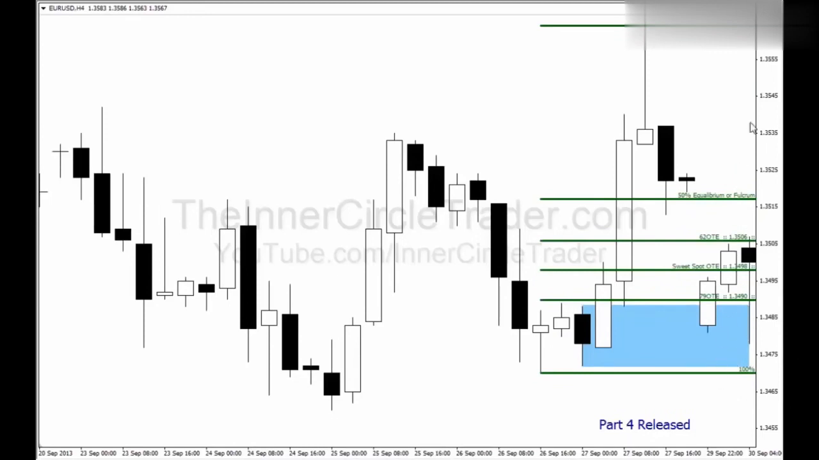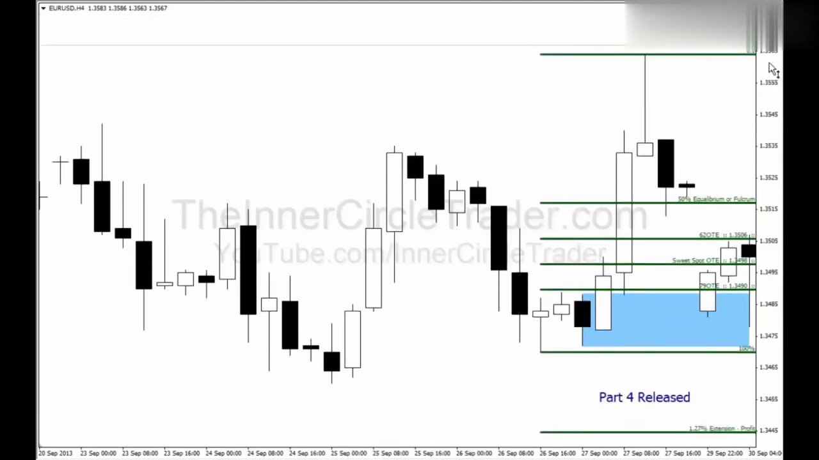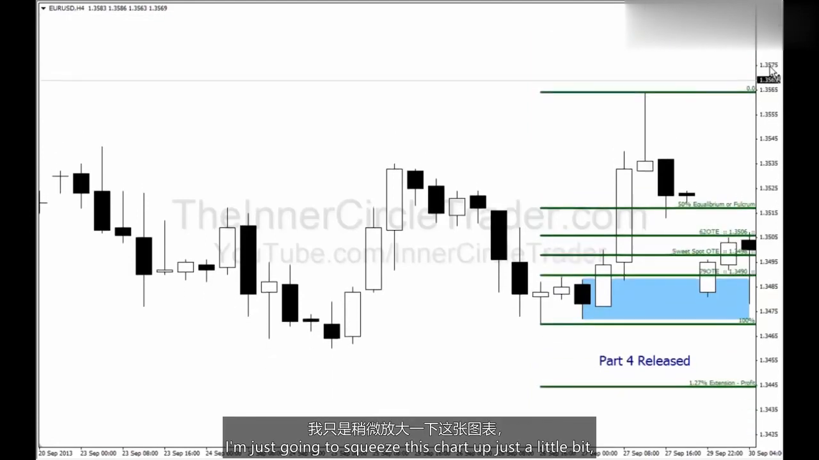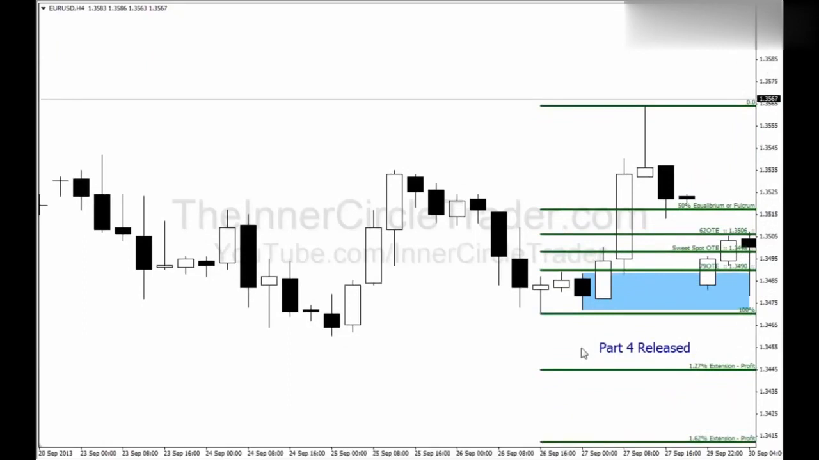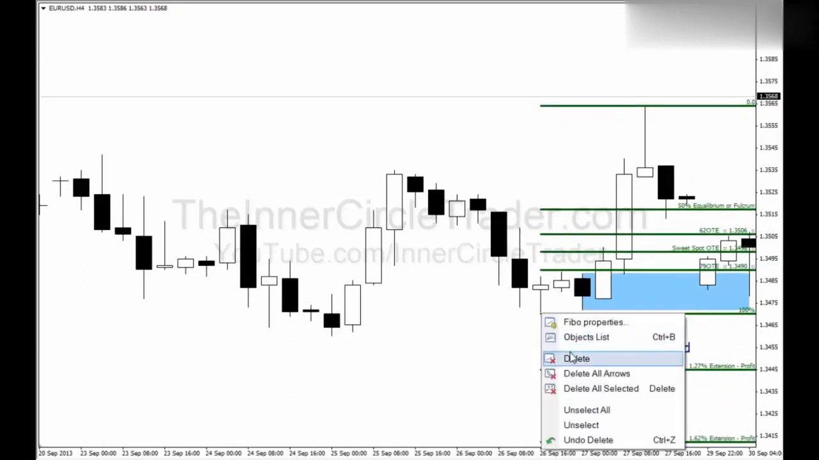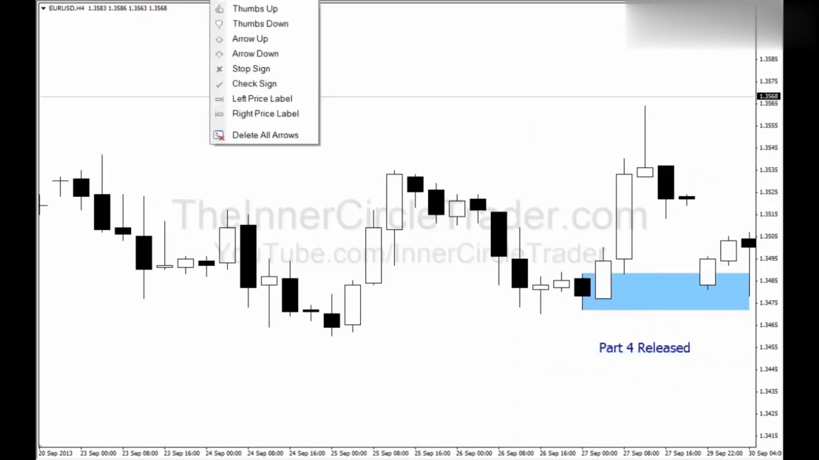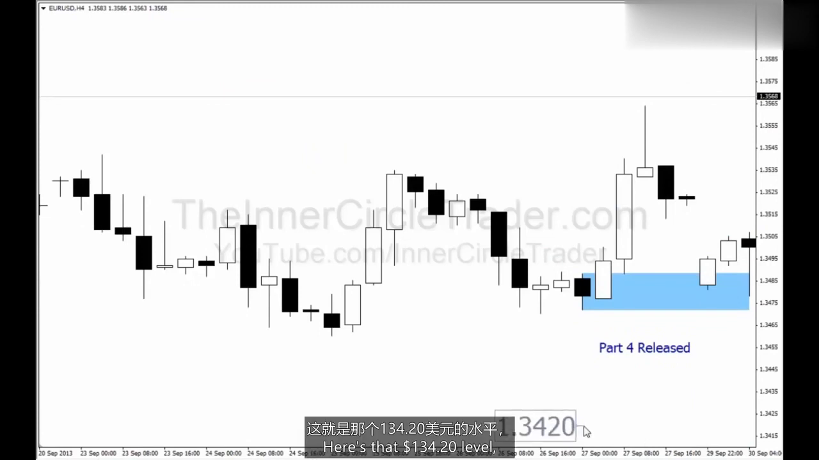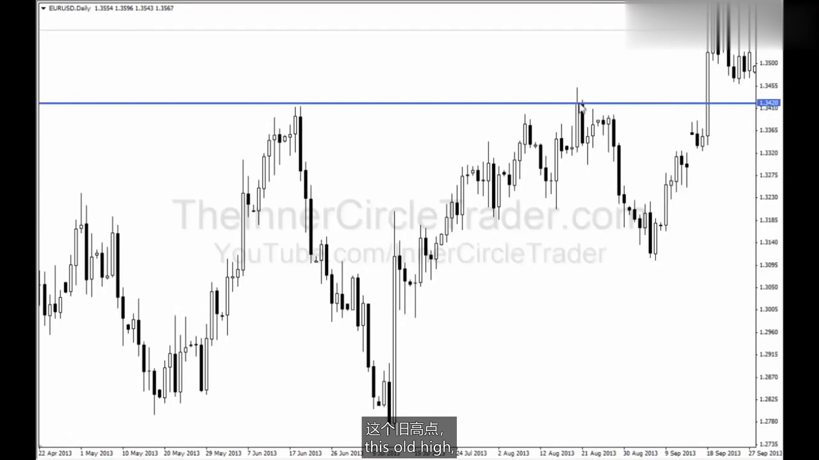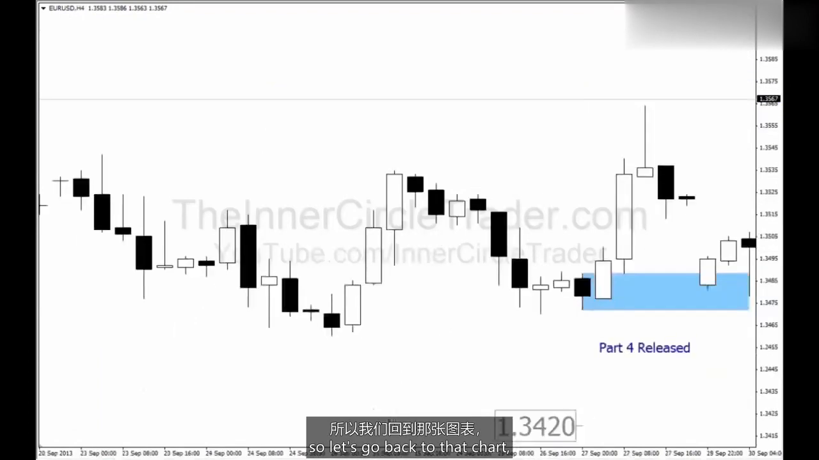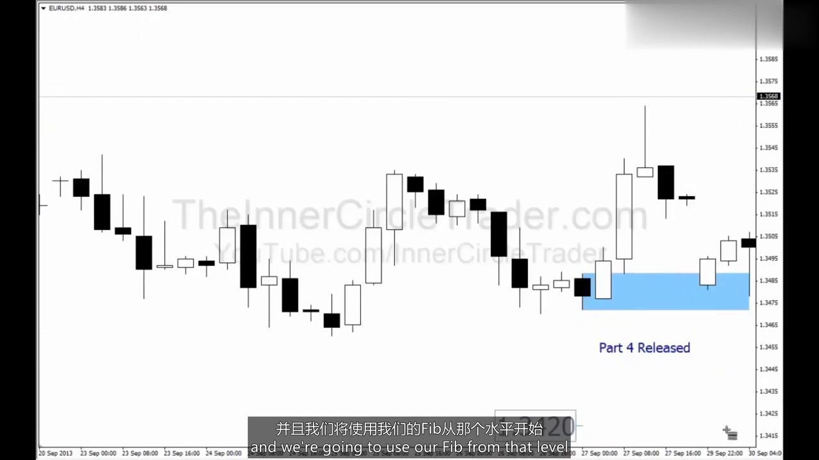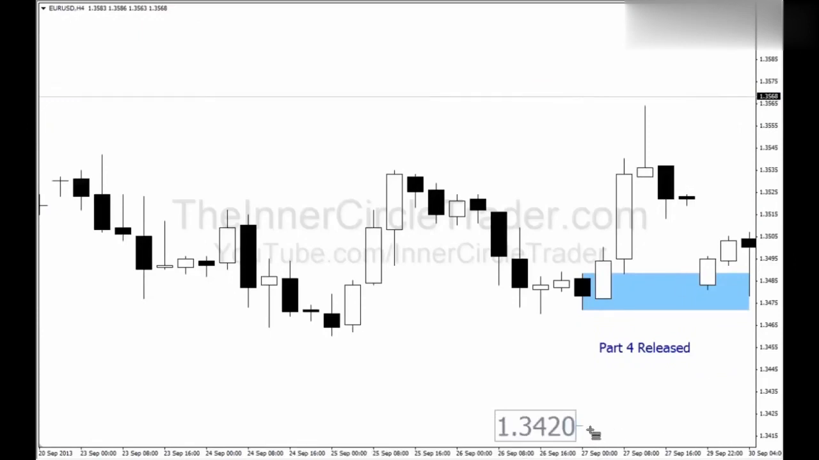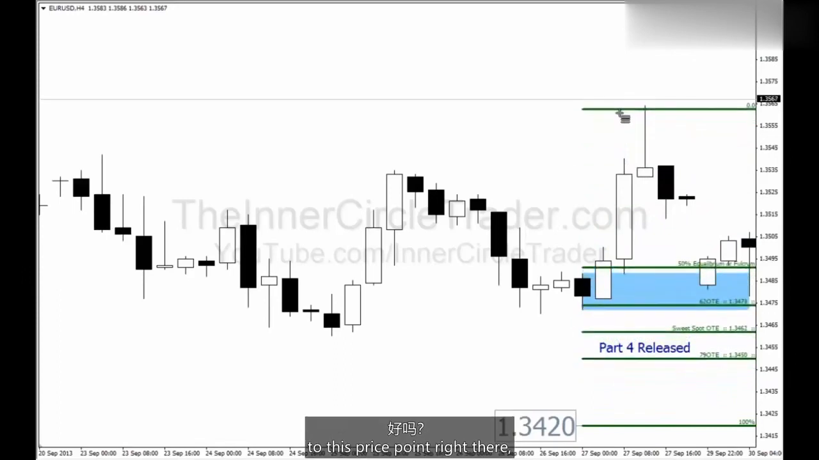And also, let's go back to that 134.20 level. Okay, I'm just going to squeeze this chart out just a little bit because we need to reference a level that's outside of the view. Okay, here's that 134.20 level. All right, and again, we're referencing this old high. Okay, so let's go back to that chart, and we're going to use our fib from that level up to this price point right there.